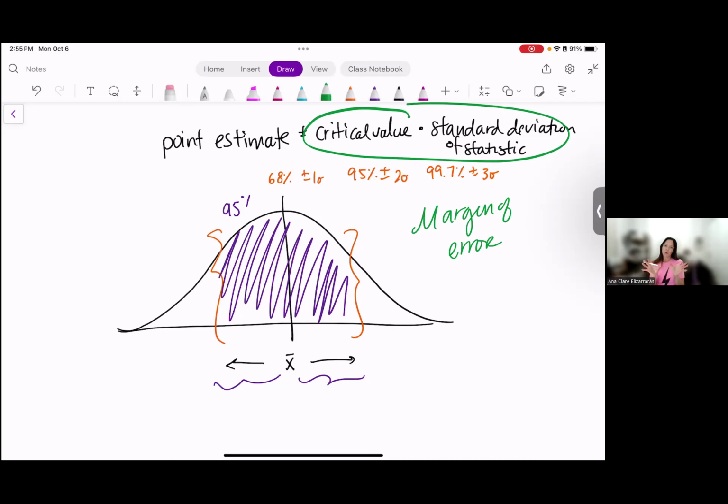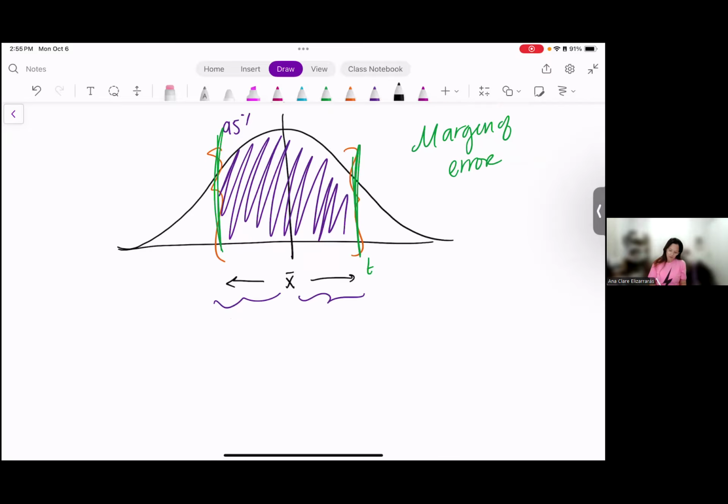But we also need to know what our critical value is. And what that is, it's the barrier z-score or t-score in our situation that tells us how wide it is to get 95%. Why z versus t? We use a z-score when we know sigma. And sigma represents the population standard deviation. We use t when sigma is unknown, which is pretty much all the time. Why is it t and not z?